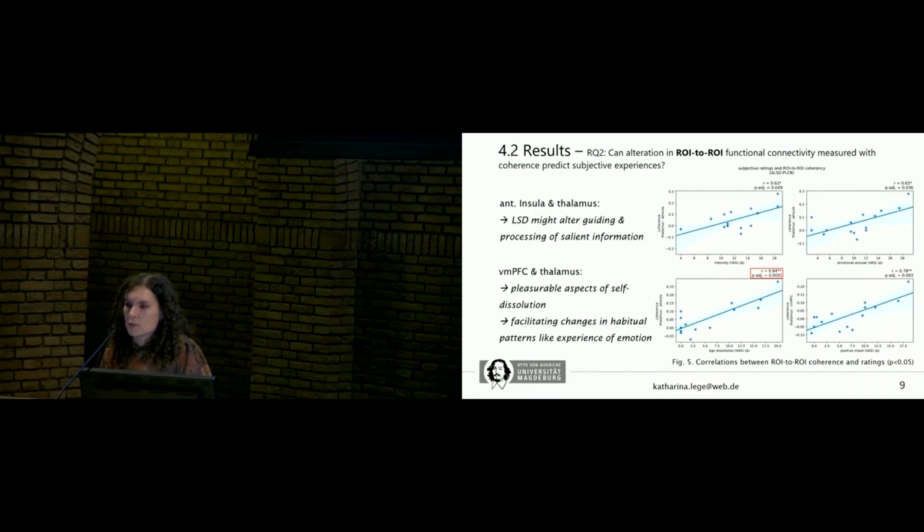So there is an association with the altered emotional processing. And this is in line with the proposed role of the ventral medial prefrontal cortex, as it's supposed to be involved in the binding of affect to memories. And positive mood is actually a part of the peak experience and also of the pleasurable experience of self-dissolution. So we could say that this coherency between the thalamus and the ventral medial prefrontal cortex is involved in facilitating changes in habitual patterns, like the experience of emotion.